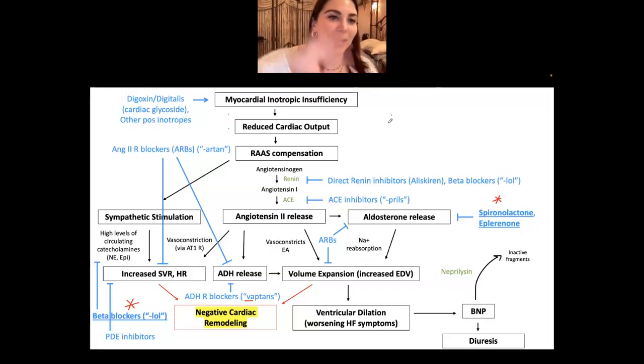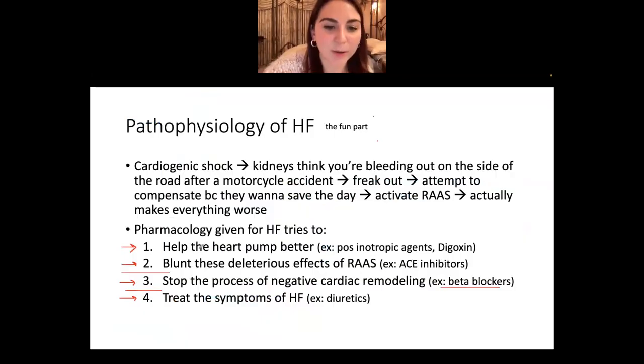So it's like RAAS is increasing volume, and then the diuretic is getting rid of that volume that RAAS increased, and then it's going to increase volume again, and you're just getting rid of it. So it's like this cycle. It's like, all right, fine, you're going to increase volume, I'm just going to get rid of it. Come at me, you know. But that's fine, but you can't only give a diuretic to a heart failure patient. You have to give them one of these other things, back on this slide, that will either help the heart pump better if you have a systolic dysfunction, or blunt the deleterious effects of RAS and stop the process of negative remodeling.